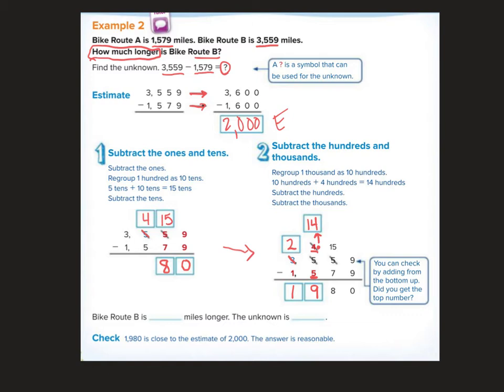1,980. Is that close to our estimate of 2,000? Yes, it is. 1,980 is, bike route B is 1,980 miles longer. The unknown is 1,980. And it is close to our estimate. The answer is reasonable.